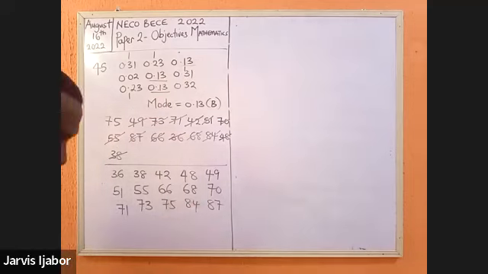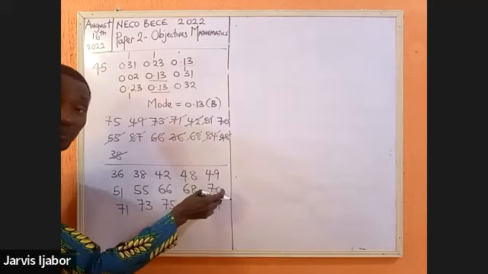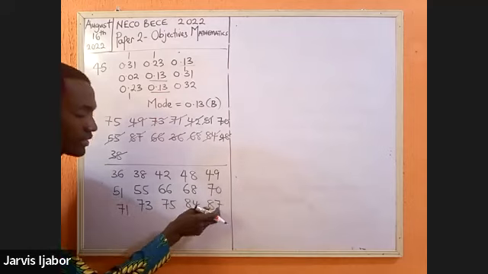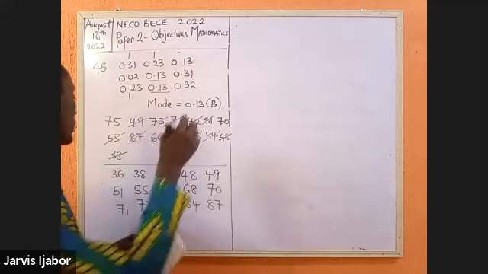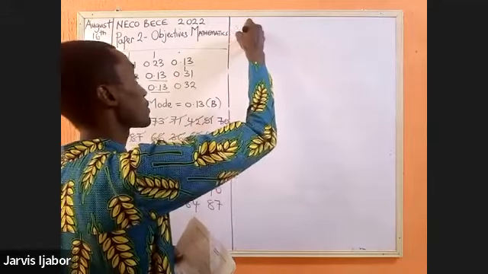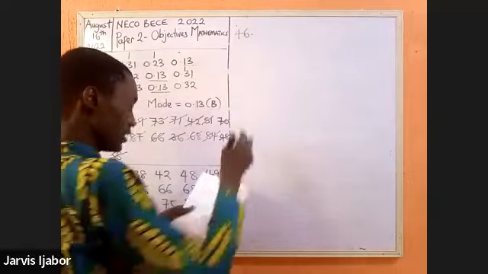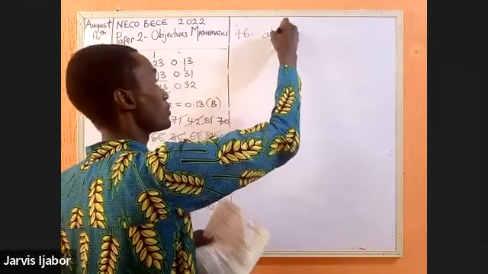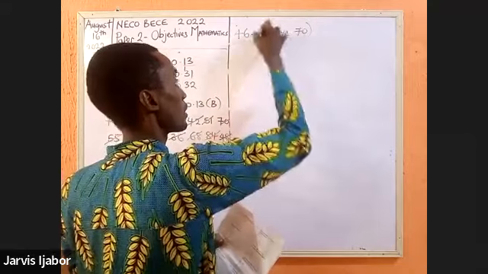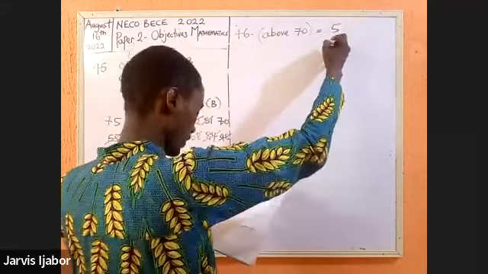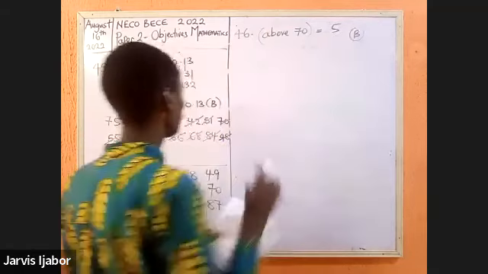Now, how many students scored above 70? It means that the student did not score 70. He scored 71, 73, 75, 84, and 87. So for question 46, how many students scored above 70 will be equal to what? 5. So 5 students scored above 70, and that option will be B.